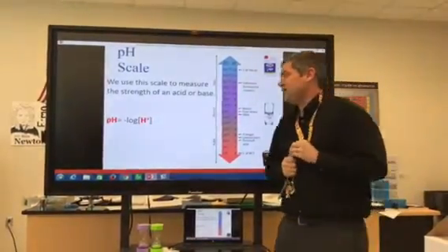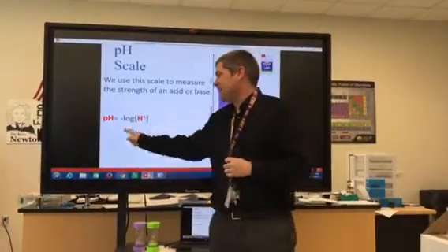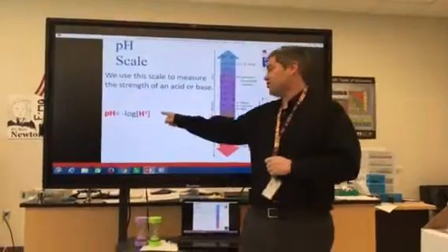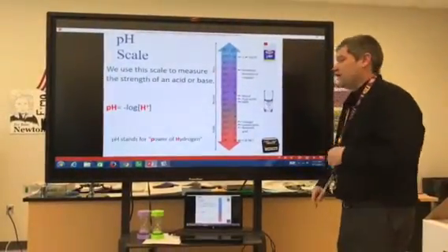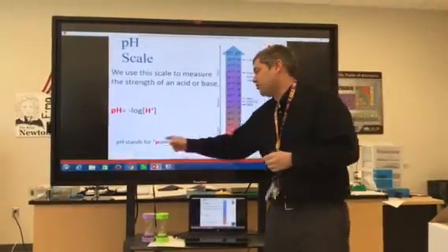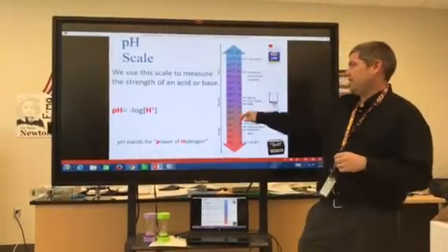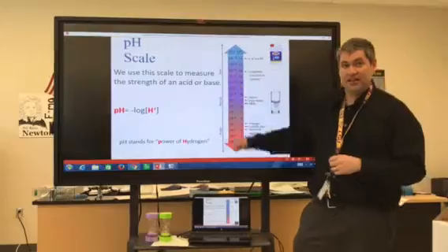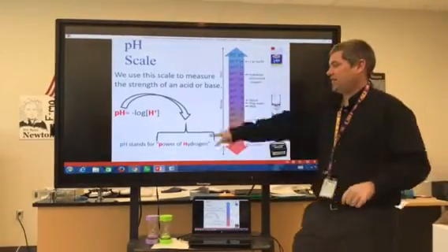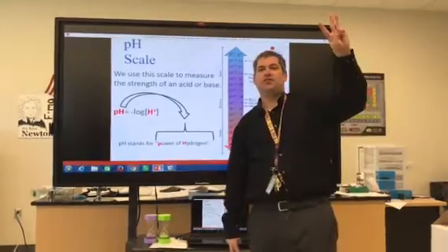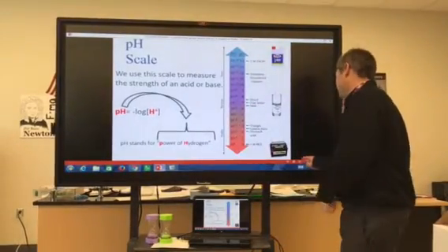How you calculate pH is: pH equals the negative log of the concentration of H plus ions. pH stands for power of hydrogen. That's why we have this. Go ahead and write these two things down. This will be number 3 on your list.